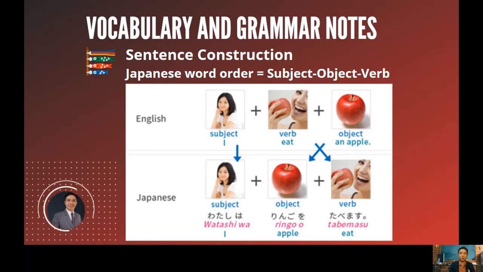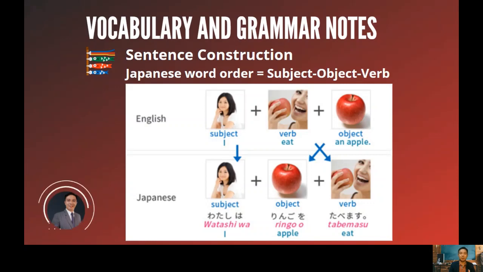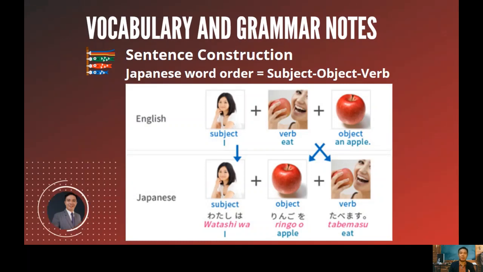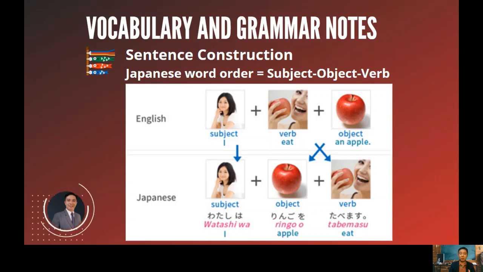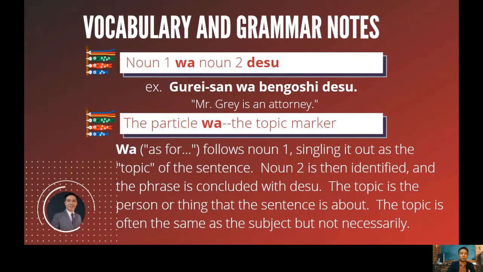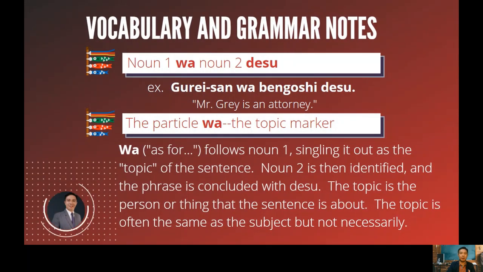Let's observe the structure of Japanese word order. In English, we follow the SVO pattern, or subject verb object, as in the example, I eat an apple. So we have subject I, verb eat, and an apple is our object. In Japanese, we follow subject, object, verb structure. Take a look at the example. Watashi wa ringo o tabemasu. I, apple is the object, and the verb to eat.